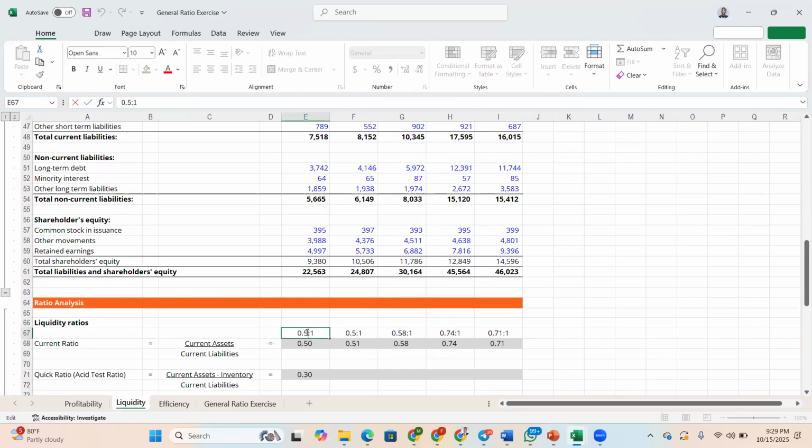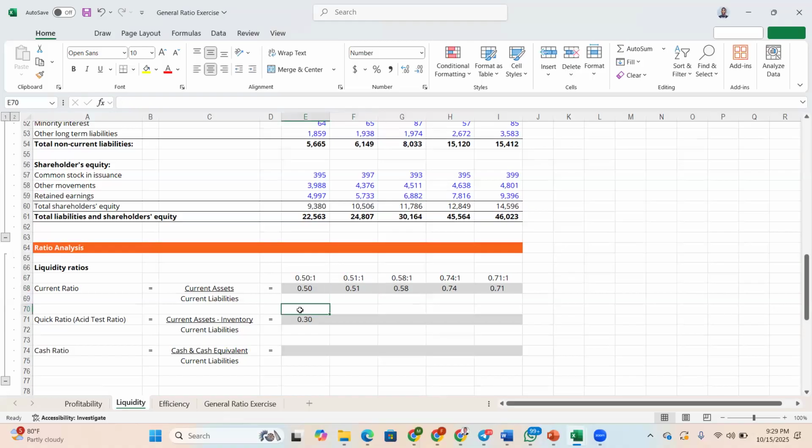So okay, this is 0.50 ratio 1, 0.51 ratio 1. So now this is going to be 0.30 ratio 1. This is 0.5. Okay, let's copy this formula and paste. So we just replicate.